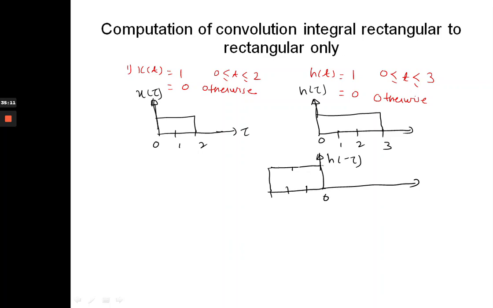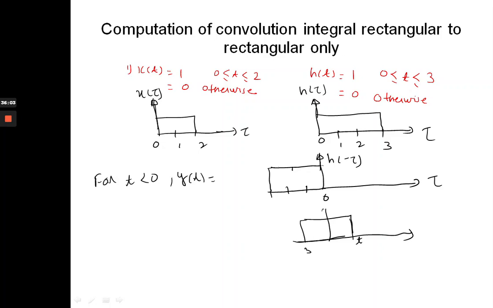Then shift this signal along tau by t, and here this is 3. Now we will find out this overlapping period. First one is for t less than 0. For t less than 0, there is no overlapping of this signal with this signal because this starts from t equal to 0. Hence the convolution y of t of these two signals is 0.